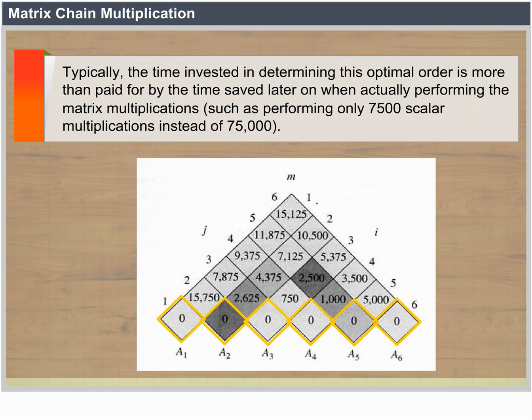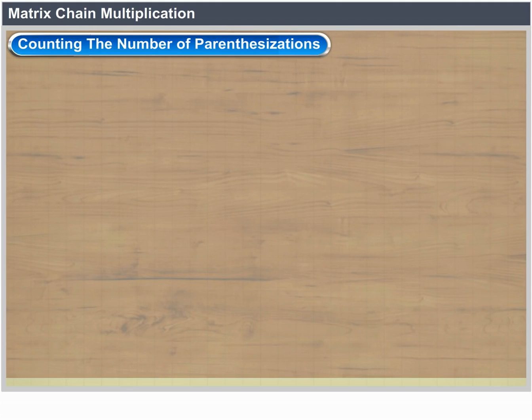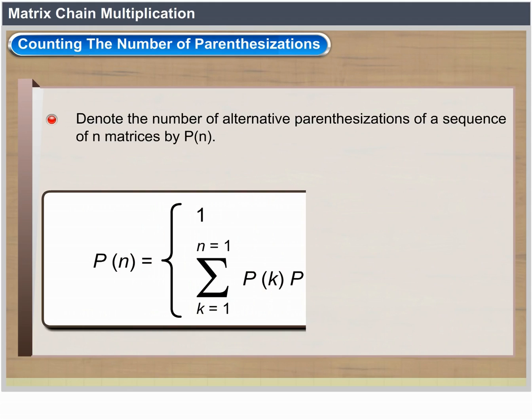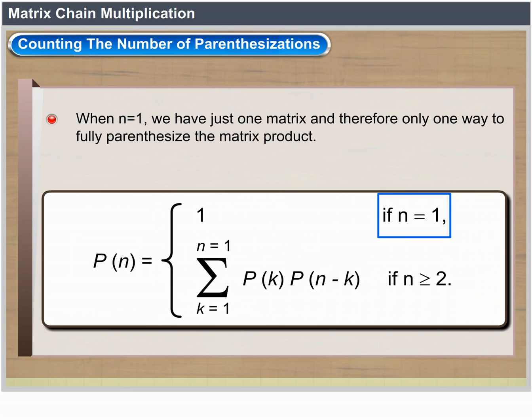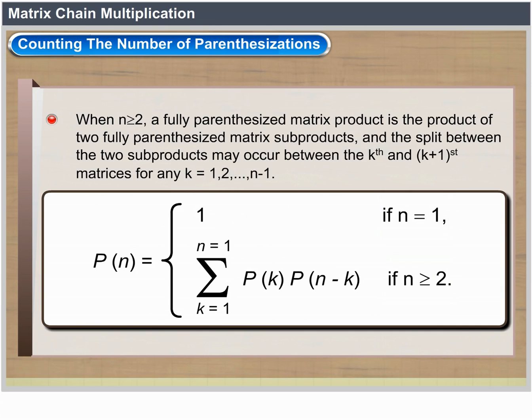Counting the number of parenthesizations. Denote the number of alternative parenthesizations of a sequence of n matrices by P(n). When n equals 1, we have just one matrix and therefore only one way to fully parenthesize the matrix product. When n is greater than or equal to 2, a fully parenthesized matrix product is the product of two fully parenthesized matrix subproducts, and the split between the two subproducts may occur between the kth and (k+1)th matrices for any k equals 1, 2 up to n minus 1.